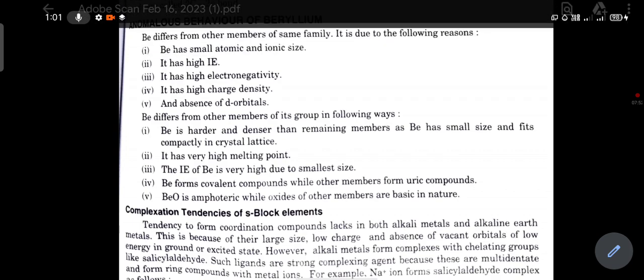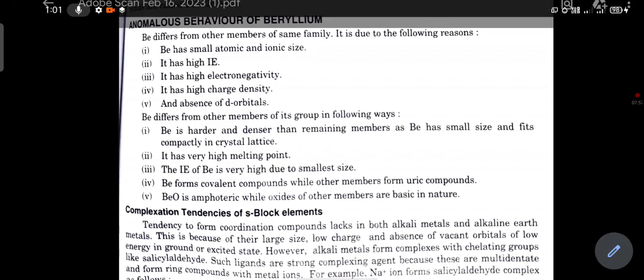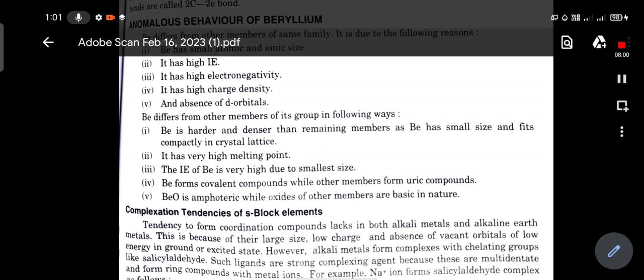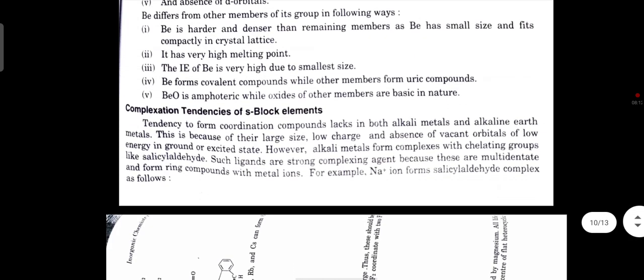Beryllium is harder and denser than the remaining members of the group and has small atoms that fit compactly in the crystal lattice. It has a very high melting point. The ionization energy of beryllium is very high due to its small size. Beryllium forms covalent compounds while other members form ionic compounds. Beryllium oxide is amphoteric while the oxides of other members are basic in nature.